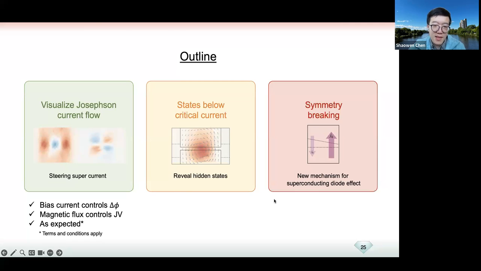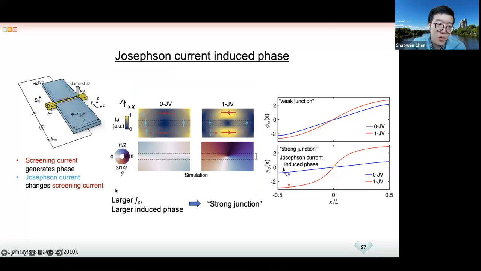But now we can see that we can push the conditions to be far from the basic case, and things become pretty different. So that's the second part. Essentially what we can do here is drive up this Josephson current, which will increase the induced phase. Right, so this is showing the simulation, showing the two cases.